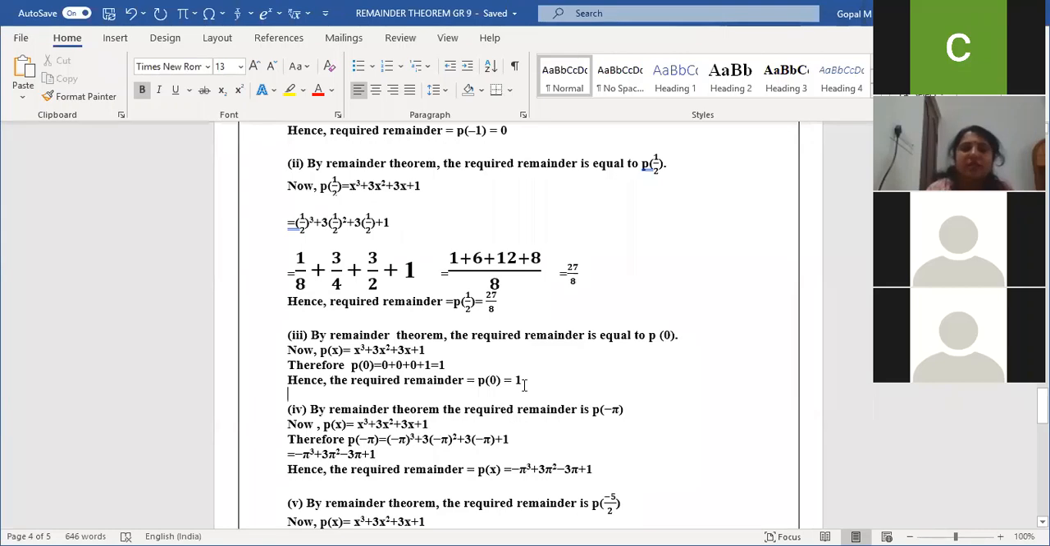So next question is, what is the zero of x plus pi? x minus pi, sorry, minus pi. Yes, zero of x plus pi is minus pi. Now I'm going to apply minus pi in this given polynomial. So minus pi whole cube is minus pi cube. Minus pi whole square, since it's an even power, we'll get plus pi square. So pi square into 3 is 3 pi square. 3 into minus pi is minus 3 pi plus 1.